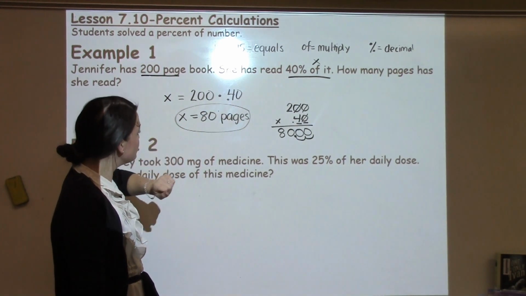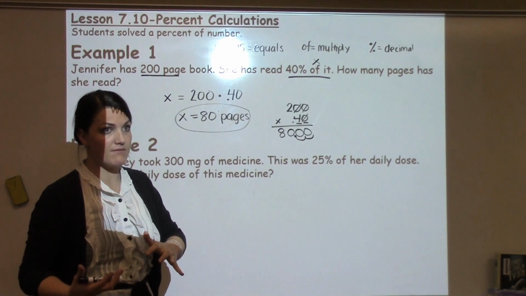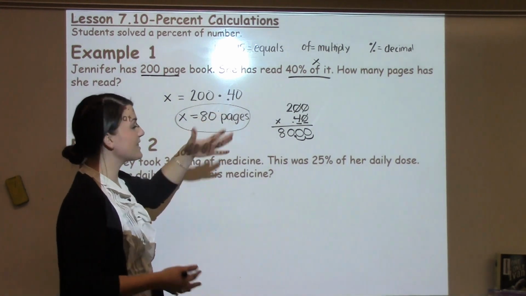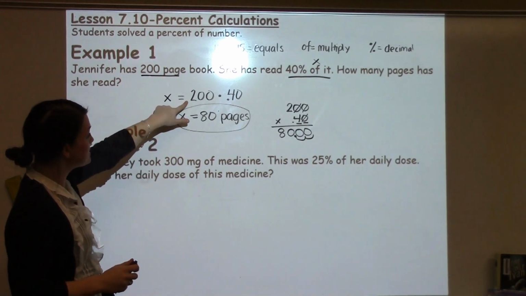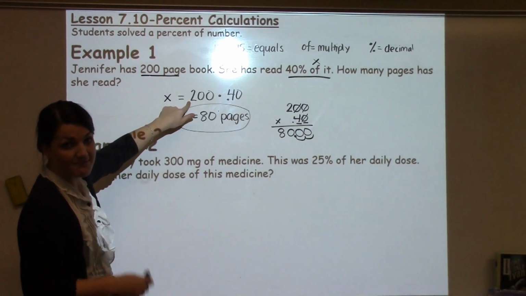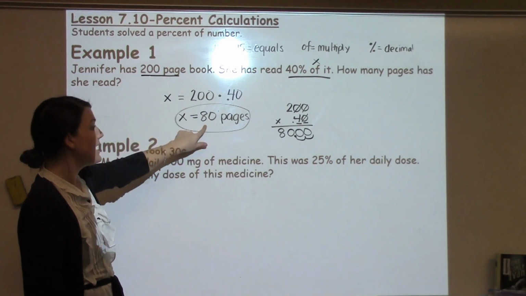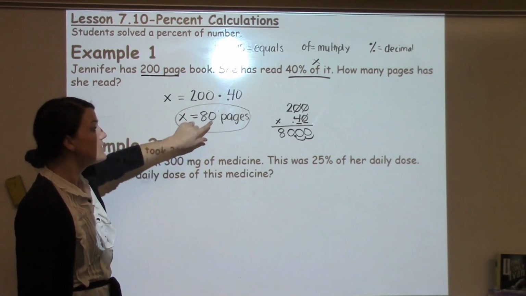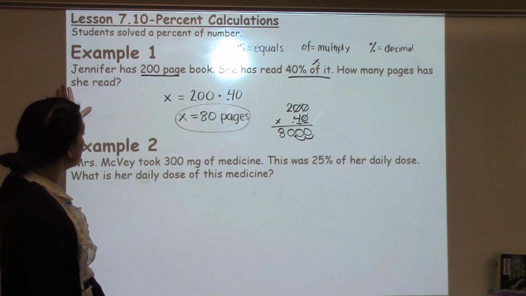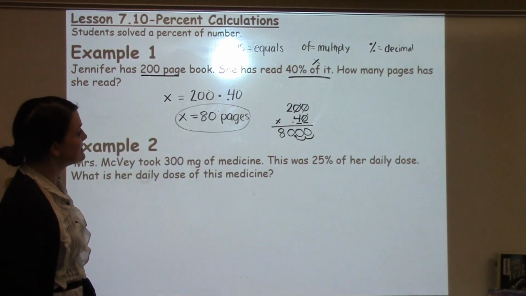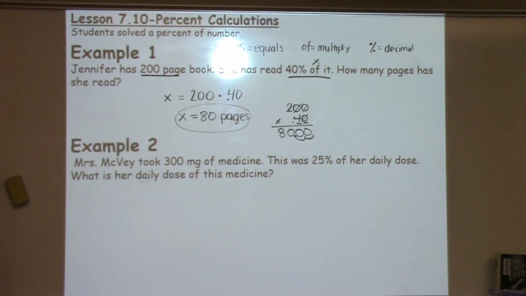All right, so when I'm thinking about 40 out of 100, well, I know 50 out of 100 is half. So 40 is less than half when I'm looking at a percent. So my answer should be less than half of 200. Well, half of 200 would be 100, and 80 is less than that, so my answer seems very reasonable. All right, so when I'm looking at how many pages she's read, my answer seems reasonable to be 80 pages. Let's go ahead and take a look at example 2.